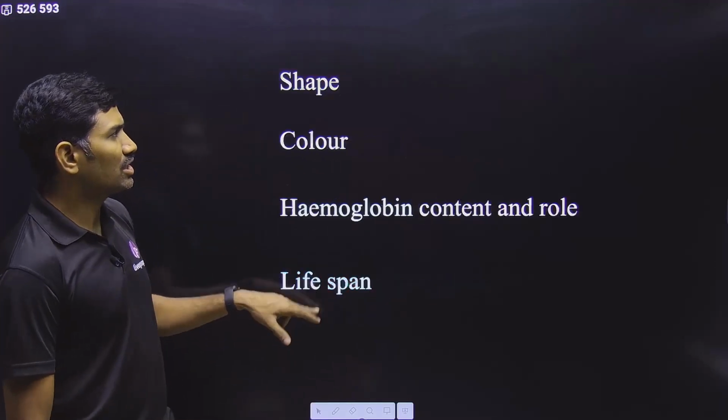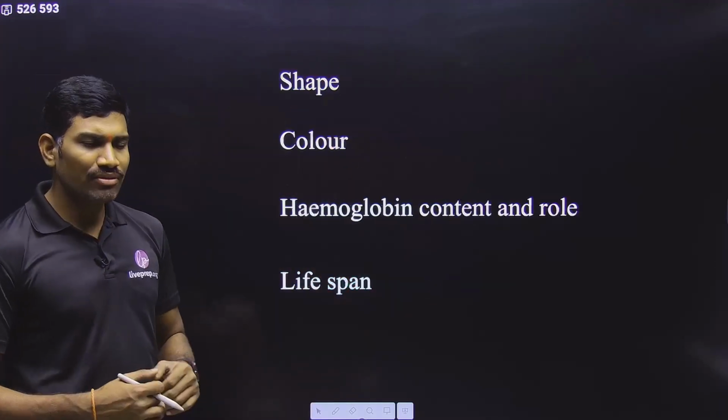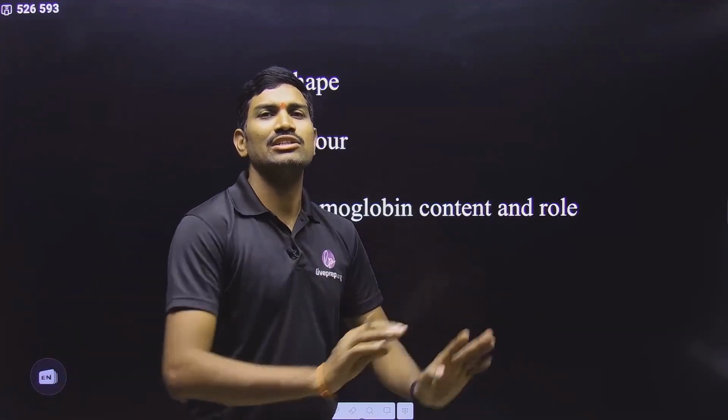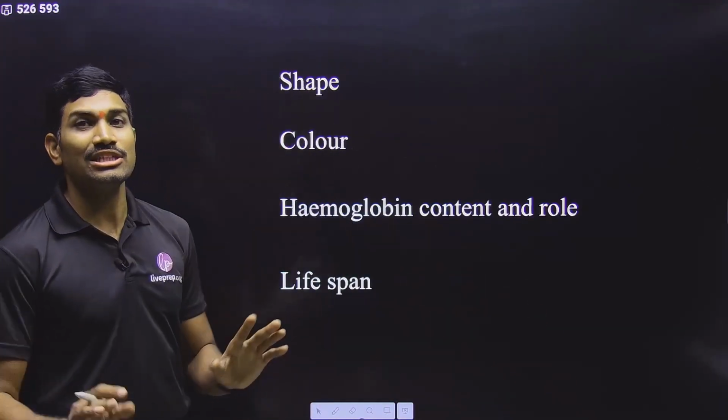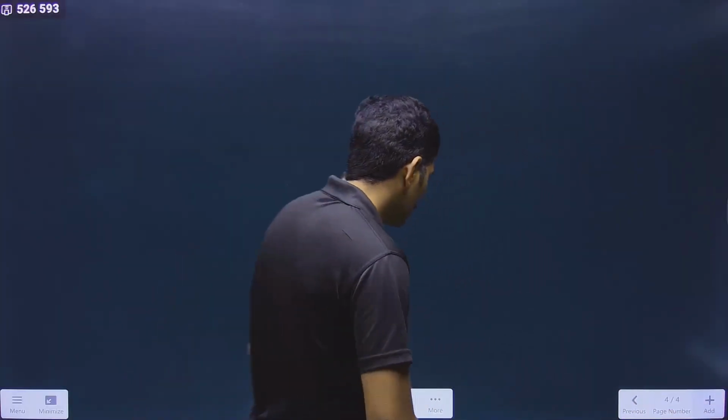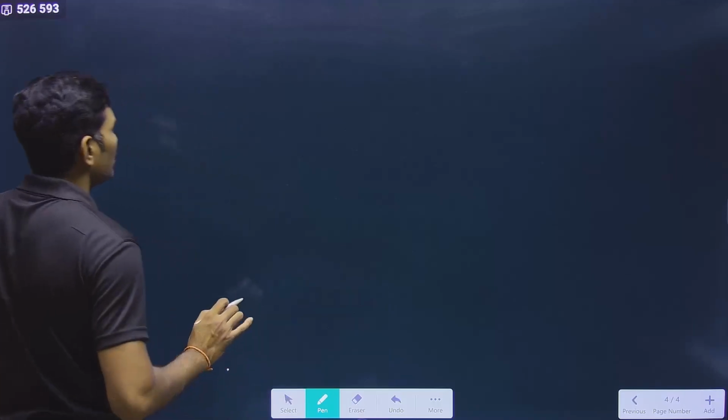What about the location of this production? They are produced there and then they are released into the blood. And then regarding the shape, this is a very important concept. You need to understand these particular points. So regarding the shape, now let us see here.